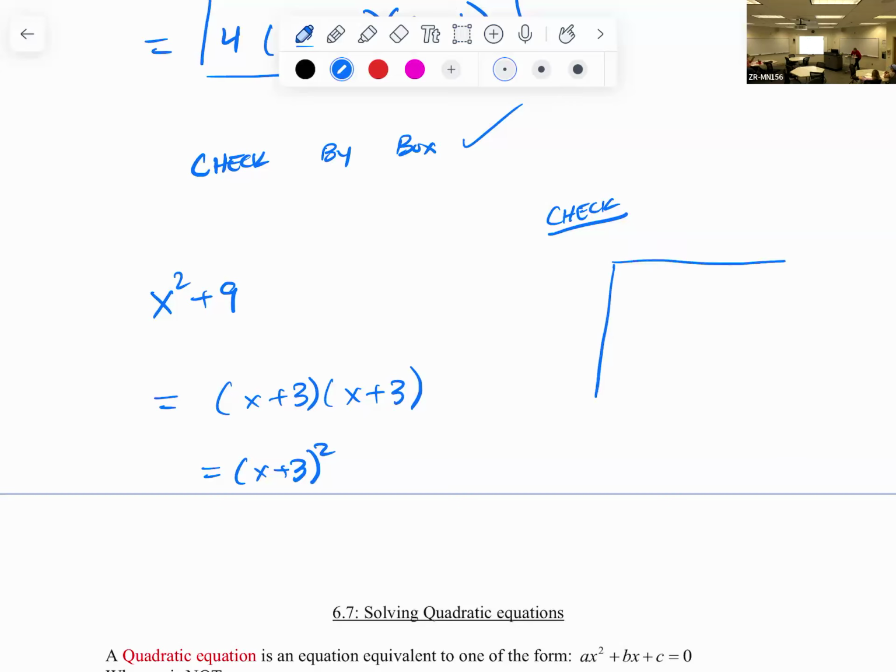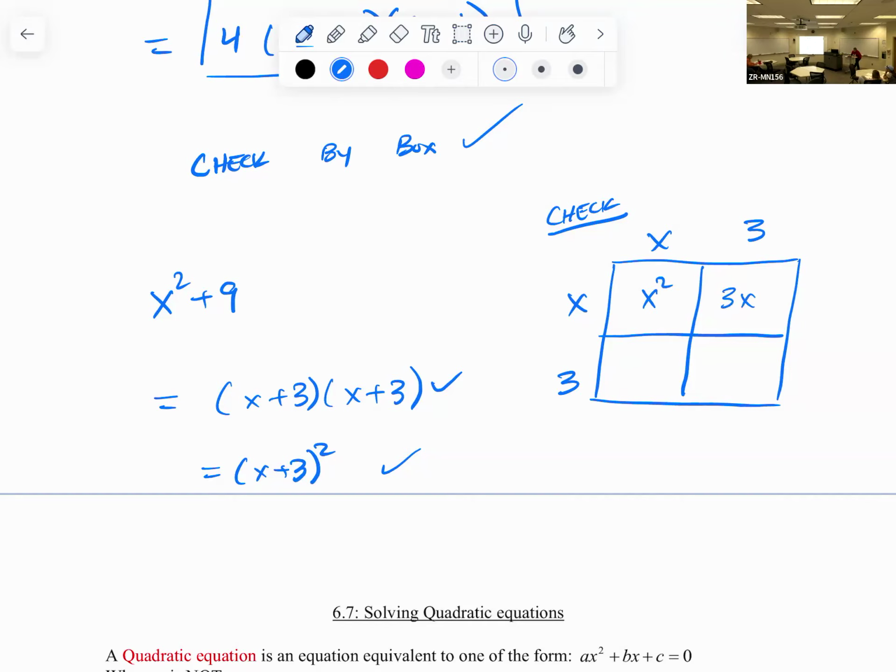Let's just check to make sure. The first one went okay. Yes, this is fine. Let's check that that looks good. When we box this back together, x times x becomes x squared, 3 times x becomes 3x, 3 times x becomes 3x, and 3 times 3 becomes 9. So when I write this out, is x squared plus 6x plus 9 equivalent to x squared plus 9?